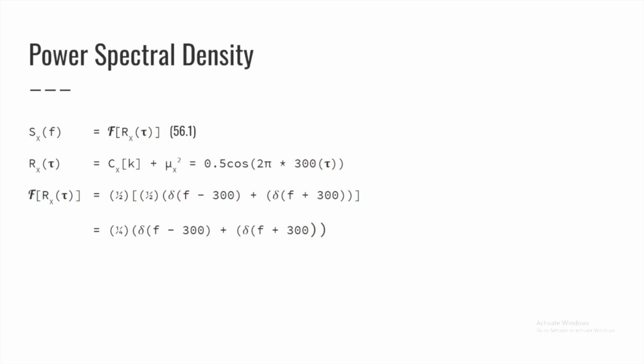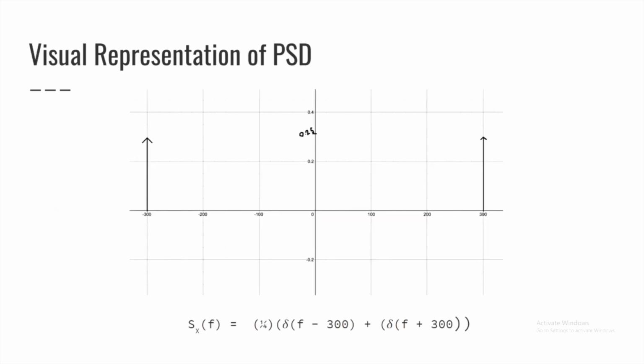And then if we continue on the next slide, we'll have a visual representation of the PSD, where it's basically just having two delta functions at minus 300 and plus 300 up to a quarter. And it's a very straightforward representation, and we've definitely seen things like this before in our EE classes.